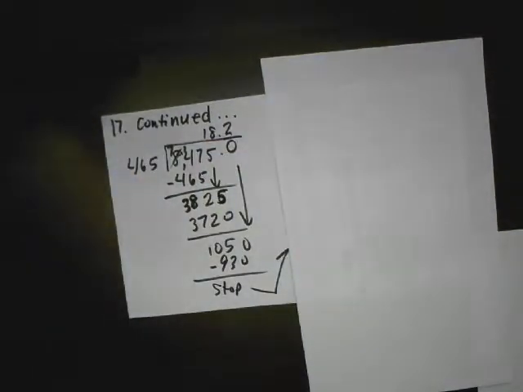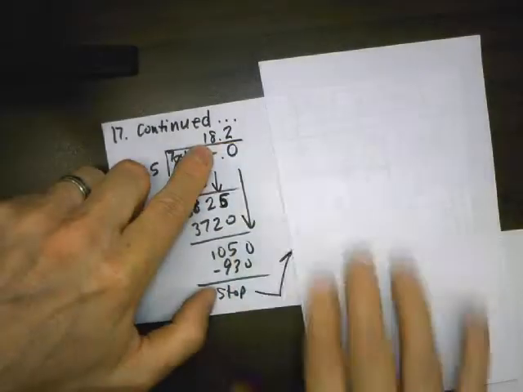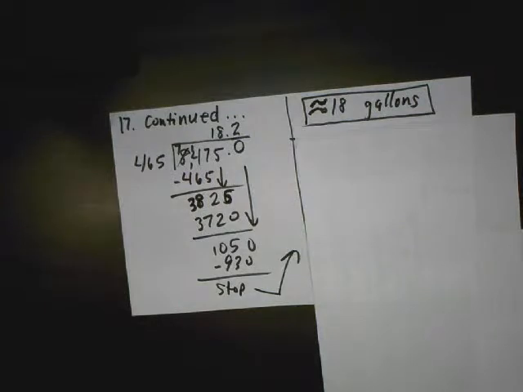Because if I'm rounding to the nearest gallon, let me see, we're on 17. It said round to the nearest whole number. Yeah, that would be gallon because it said how many gallons. So I'm rounding to the nearest gallon. I can go to tenths and round to the nearest. That'd be about 18 gallons.